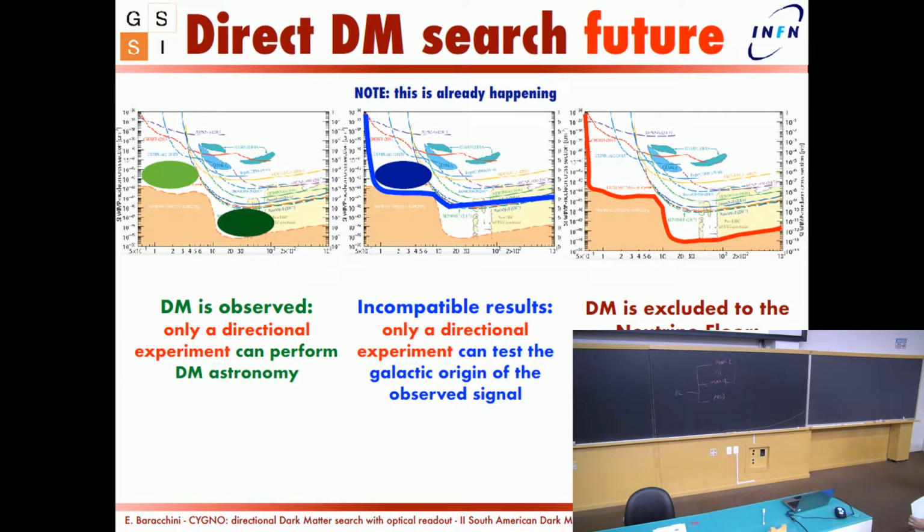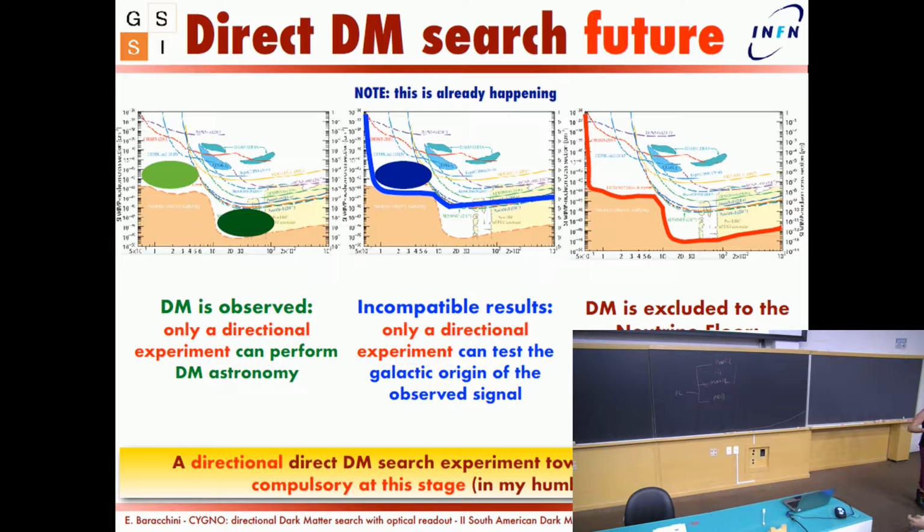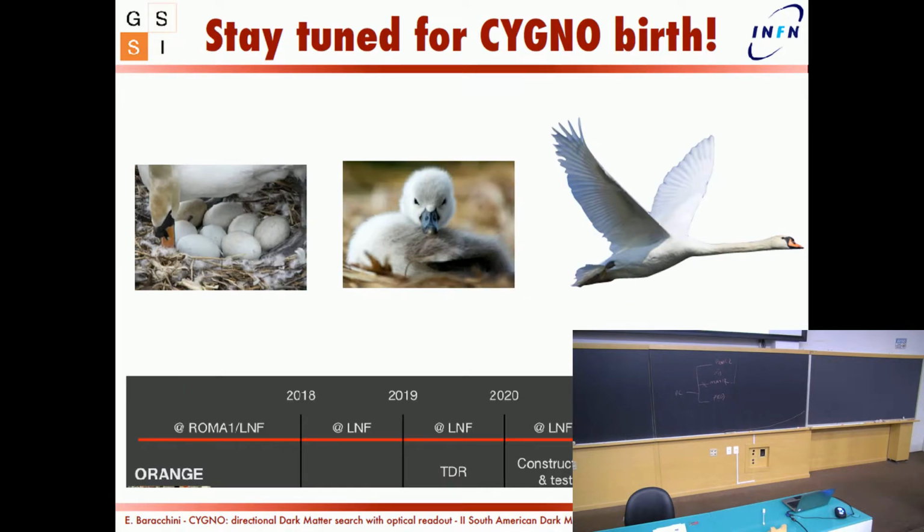Finally, the worst thing that can happen, we get down to the neutrino floor, we don't see anything. Then you need a directional dark matter experiment to go below the neutrino floor and see if there is something else. So I think it's compulsory to start thinking about this. So stay tuned for CYGNO birth, hopefully soon.